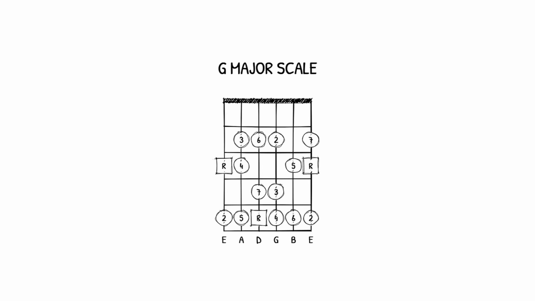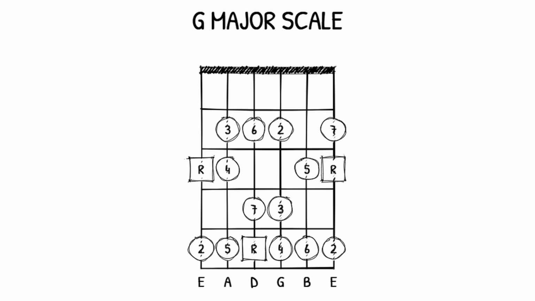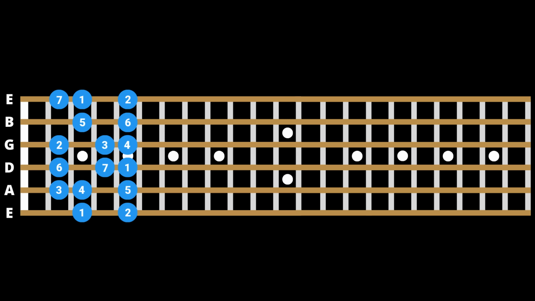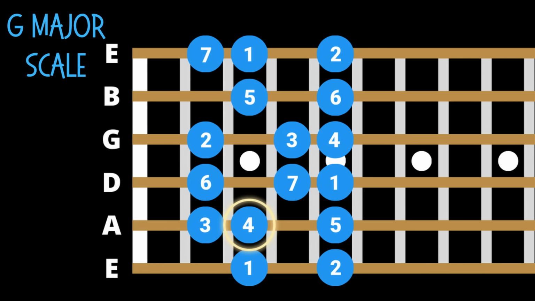Everything learnt in this lesson will be relative to the major scale, so it would make sense to learn this if you haven't already. Here's position 1 of the major scale across 2 octaves. So 1, 2, 3, 4, 5, 6, 7, and then again 1, 2, 3, 4, 5, 6, 7, and we can finish on the 1.